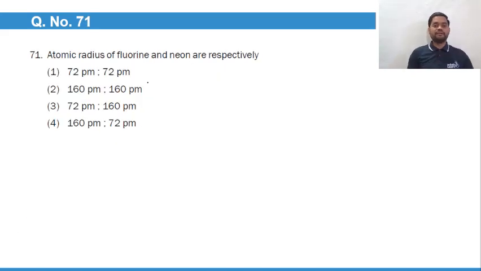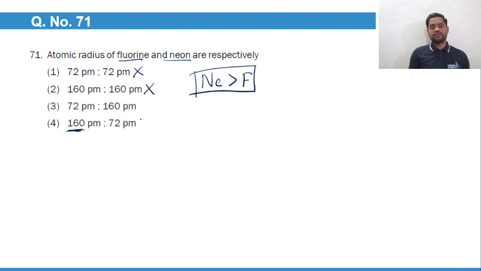71. Atomic radius of fluorine and neon are respectively. So we know that neon will be more than fluorine in terms of atomic radius. Okay, so the only option that justifies is option number 3, where fluorine is less and neon is more. In the rest, either they are equal, or fluorine is more than neon, so that's not the right answer. So option number 3 will be the right answer.